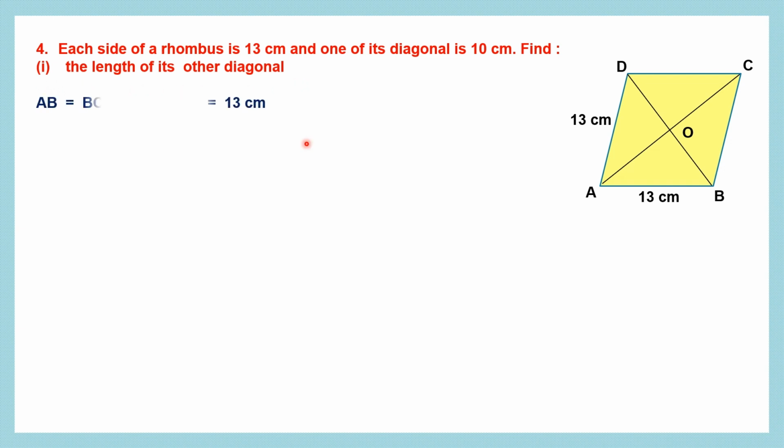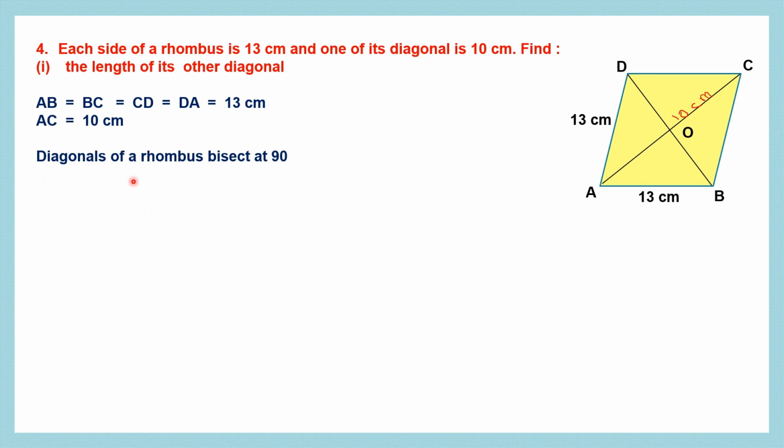So what have we been given? That AB is equal to BC is equal to CD is equal to DA, and they're all 13 centimeters each. Okay, and then we're also told that one of the diagonals is 10 centimeters. So let's take AC to be 10 centimeters. So this whole thing AC is 10 centimeters. Now we have to find the length of the other diagonal BD.